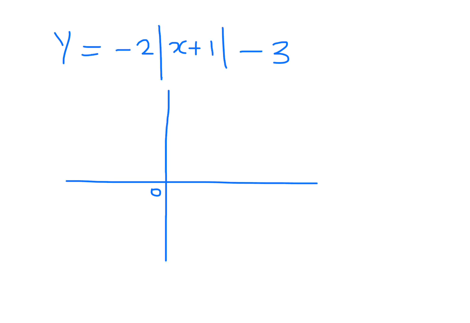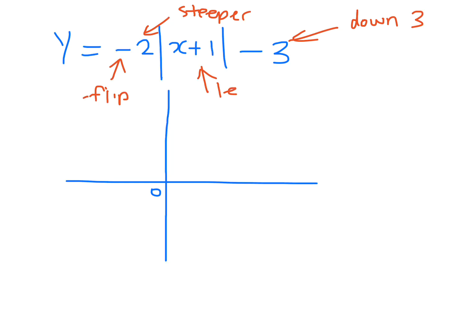So basically, these all have different effects. That one there will flip it. The 2 will make it steeper, so it's called vertically dilating it. And the 3 will mean it'll go down 3. And the +1 will mean it'll go left 1. So it still holds its V shape, it's just going to be steeper. Okay, so let's go left 1, down 3.